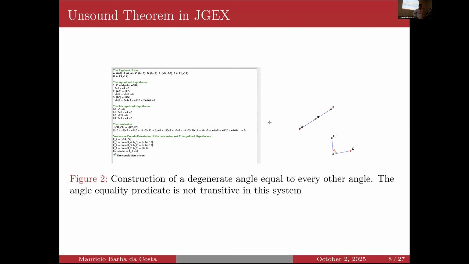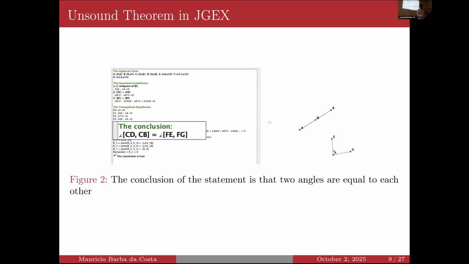But okay, so here's the unsound theorem that we have in JGEX. What I'm showing you here is the user interface that JGEX gives you. On the left is some facts about the theorem, and on the right is a visualization of it. Okay, so I'll walk through it. The conclusion of the theorem is saying that this angle CDCB is equal to FE FG.